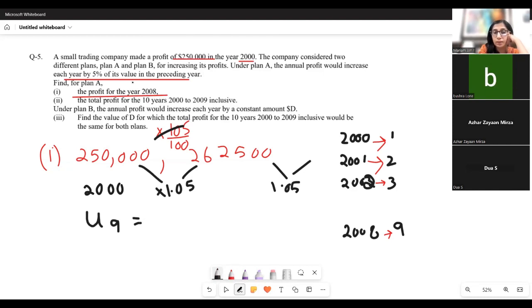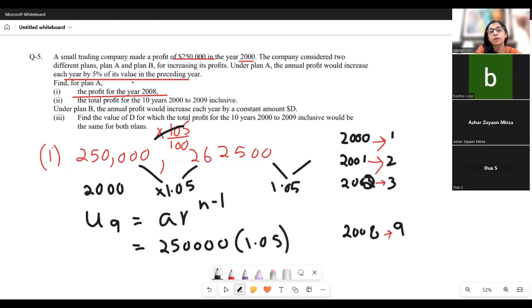Formula for Un is ar^(n minus 1). So U9 would be 25,000, 250,000 sorry, times r, 1.05 power 9 minus 1, which is 8. What does that get us?